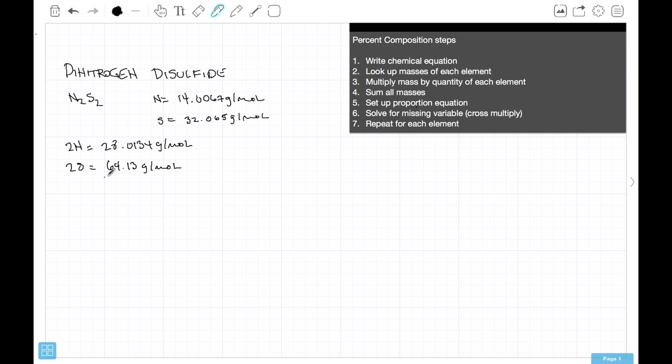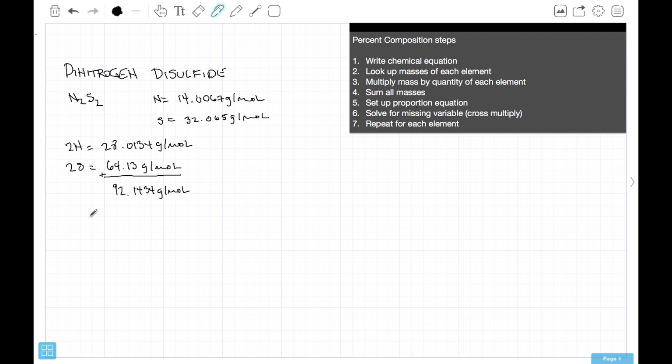And step 4 says sum all the masses. And you'll end up with 92.1434 grams per mole. Okay.